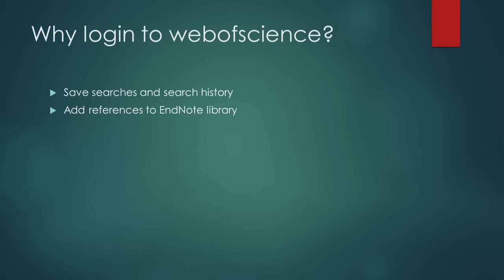We want to save the searches that we are performing, and we also want to save the search history, so that we can continue from where we left off last time we did the literature survey. And most important, we need the login to Web of Science because we want to be able to add the references which we collect from Web of Science into the EndNote library, which is also one of the products of Thomson Reuters. It is important for us to have a login because that is where the references will be entered, and only after that we can take them out in the format called BibTeX, which I will be illustrating shortly.